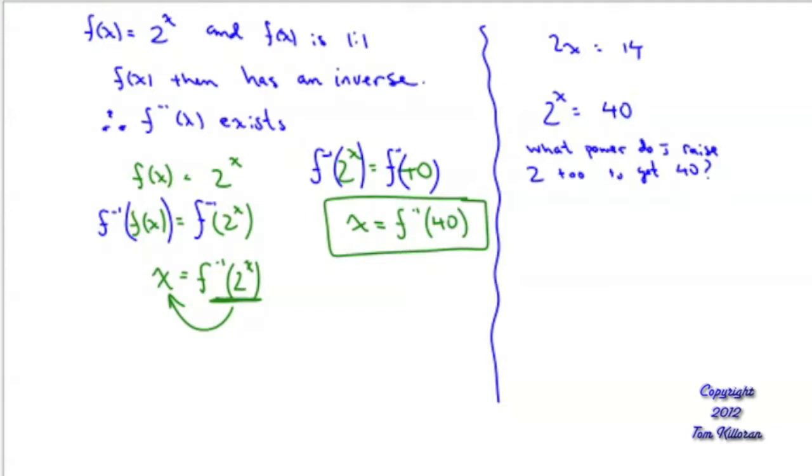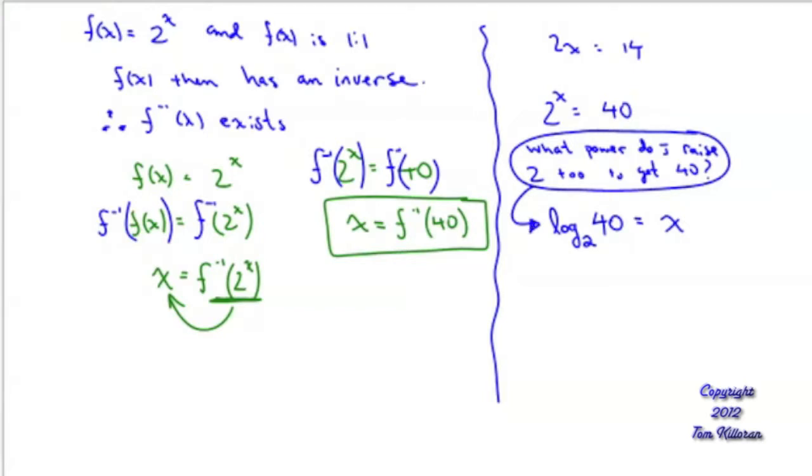Because this is undoing what was done. The way we're going to write this is log base 2 of 40, and we're going to say that equals x. So this question gets put into this form. The log is basically saying, when you see log or ln, what power do I have to raise my base to get to a result?